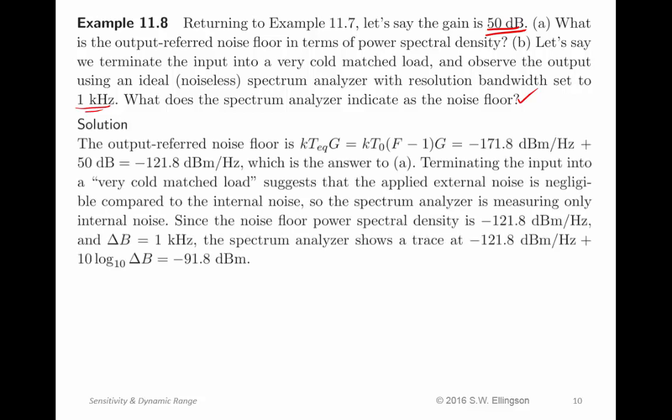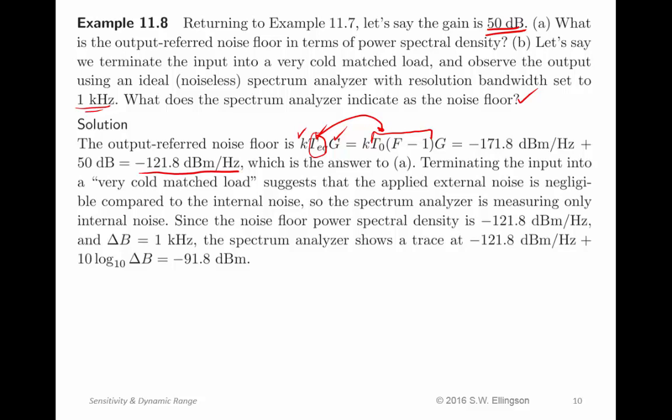So the solution goes like this. The output referred noise floor is just k times the input referred equivalent noise temperature times the gain of that 2-port. And again, TEQ can be calculated using this expression for the noise factor. And from that, we get minus 121.8 dBm per hertz. And that's the answer to A. That is the output referred noise floor in terms of the power spectral density. A very simple calculation.